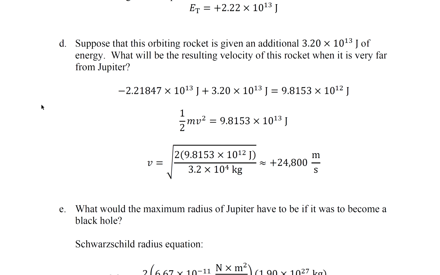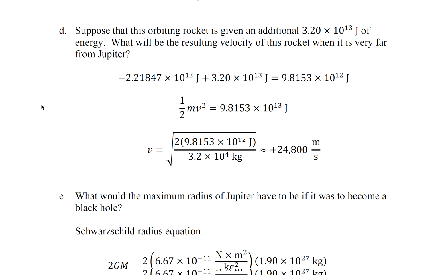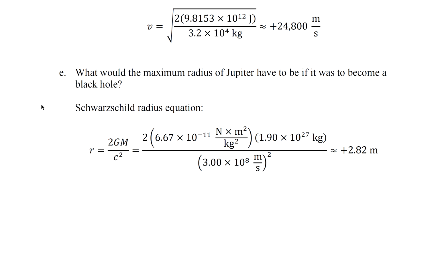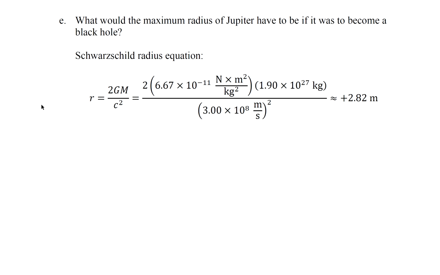Part D. Suppose that this orbiting rocket is given an additional energy. What will be the resulting velocity of this rocket when it's very far from Jupiter? And that's how you do it. Part E. What will be the maximum radius of Jupiter have to be if it was to become a black hole? So we use this Schwarzschild radius equation again.